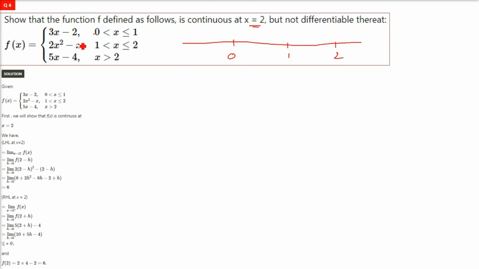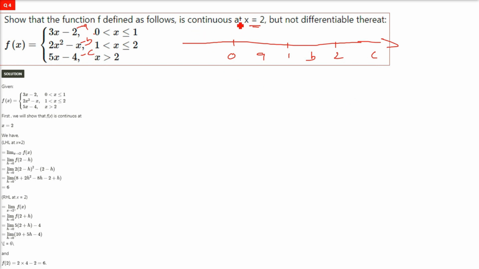From 0 to 1, it is 3x minus 2. You have to use this function. Between 0 and 1, you have to use a. I'm just assigning it to be a. Second function, let us say it is b. So between 1 and 2, you have to use this. And above 2, you have to use the function 5x minus 4, c function.